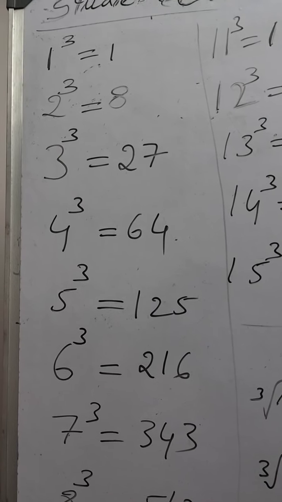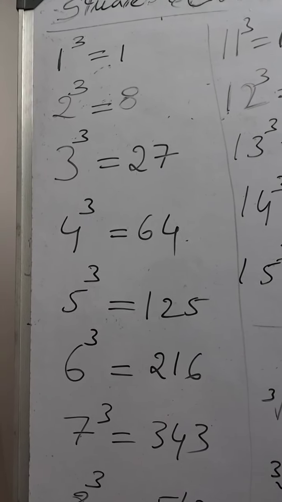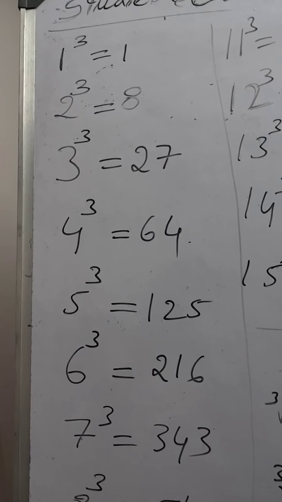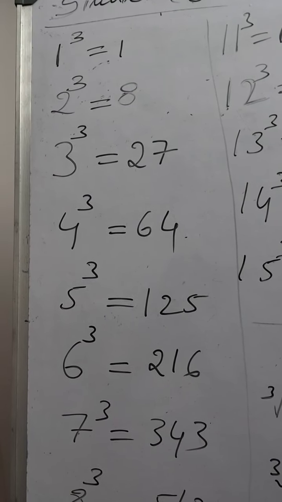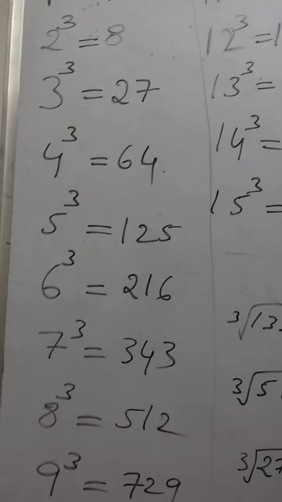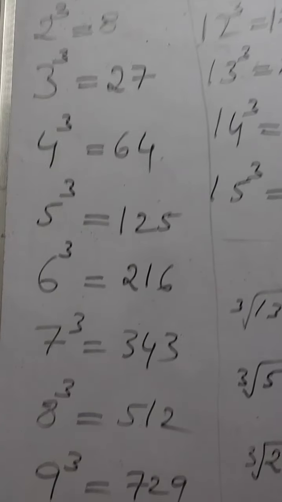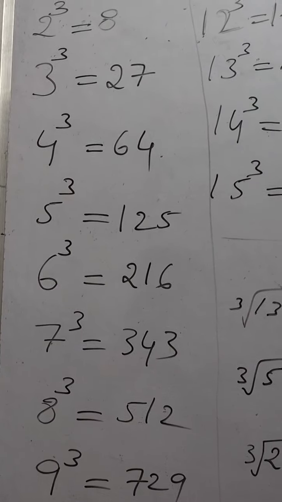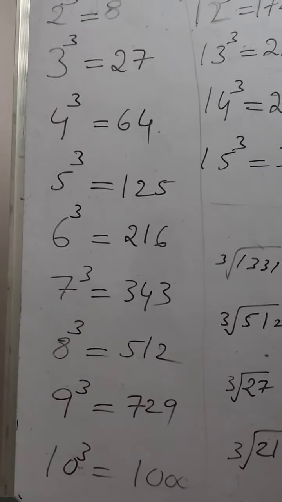If you don't know 6 cube, you can split it as 6 square into 6. 6 square you know, right? 6 square is 36. 36 into 6 is 216. Like that also you can do. So 7 cube is equal to 343. 7 7s are 49, 49 into 7 is 343.